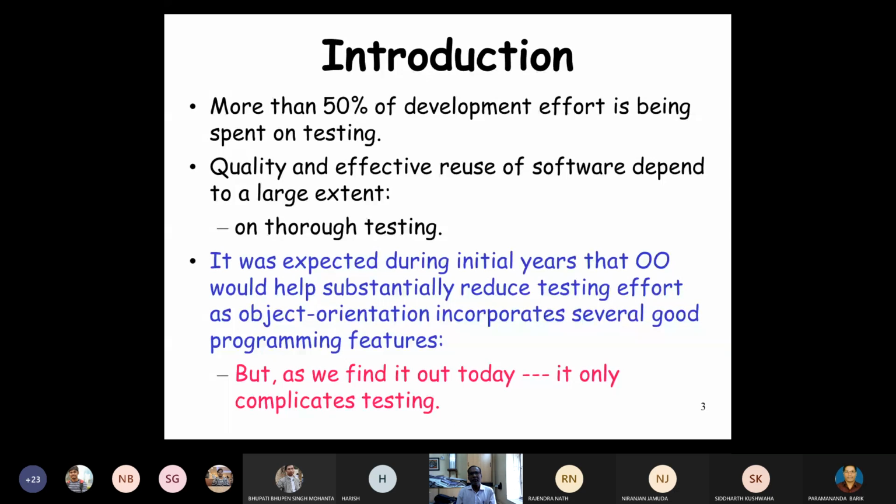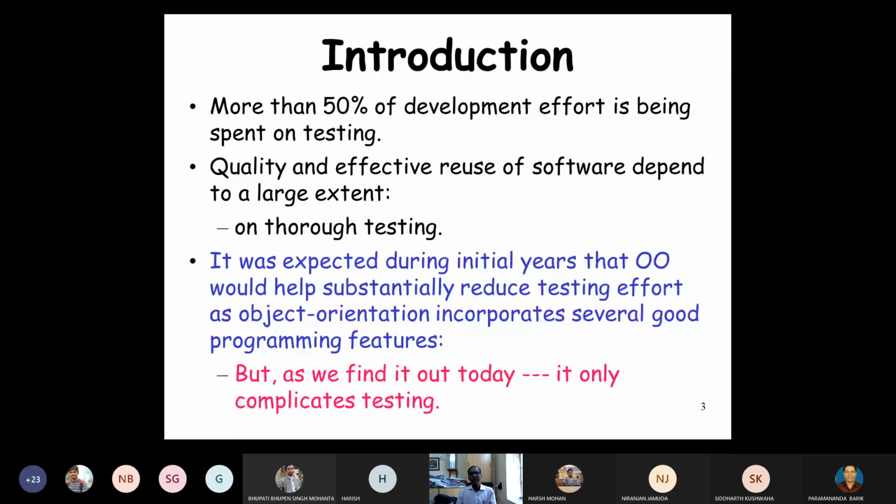These basic concepts I have already told you. More than 50% of the development effort is spent on testing of the software. You know that the quality and effective reuse of software depend to a large extent on thorough testing. How thoroughly you have tested your software will guide the quality and effectiveness of your software.